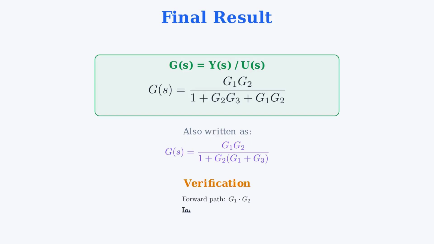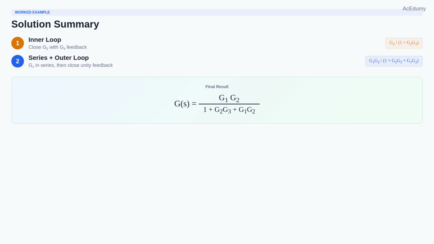Let us verify by tracing the signal. From u, the signal goes through g1, then through g2, giving g1 g2 in the forward path. The inner loop gain is g2 g3. The outer loop gain is g1 g2. Both are negative feedback. The denominator should be 1 plus all loop gains, 1 plus G2 G3 plus G1 G2. That matches.